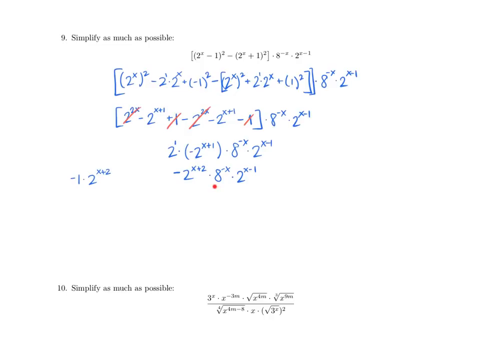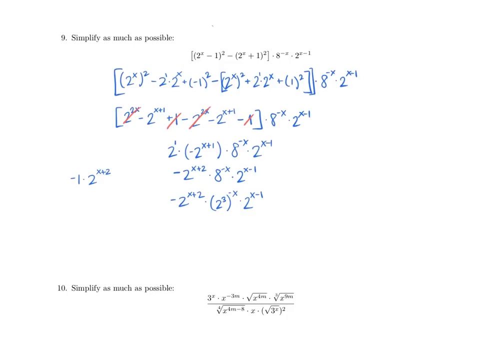But in fact, 8 is a power of 2. 8 is 2 cubed. So let's rewrite that as a power of 2 as well. So we can say this is negative 2 to the x plus 2 times 2 cubed to the negative x times 2 to the x minus 1.